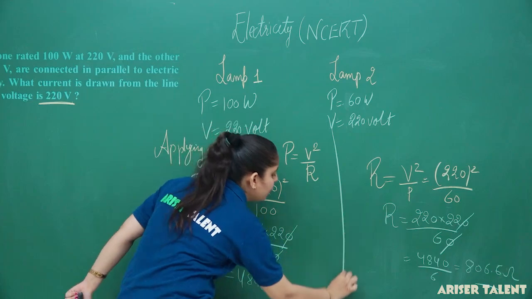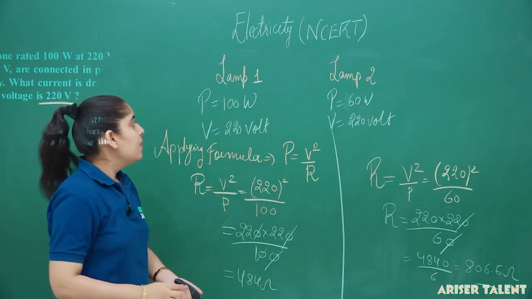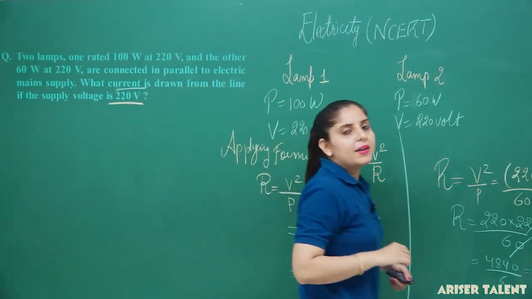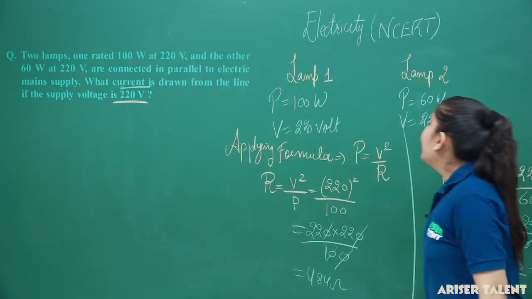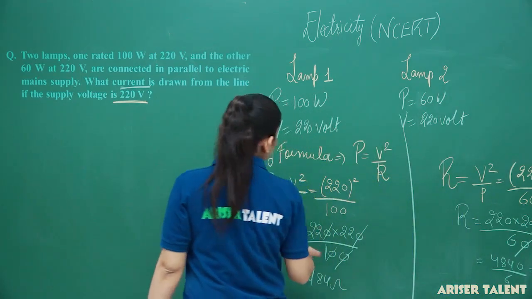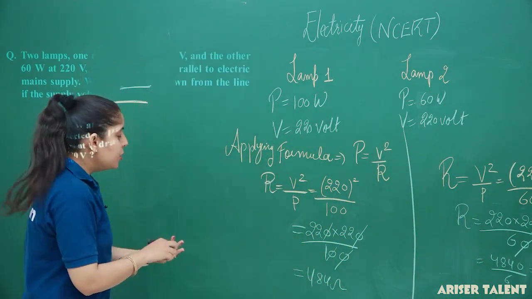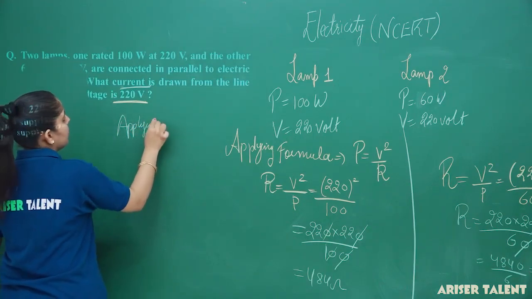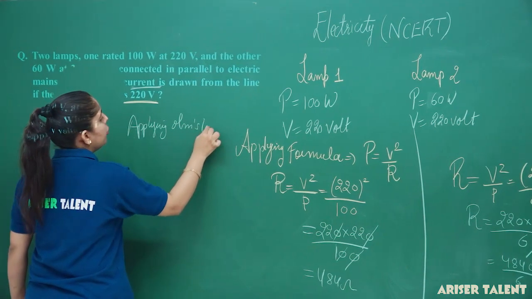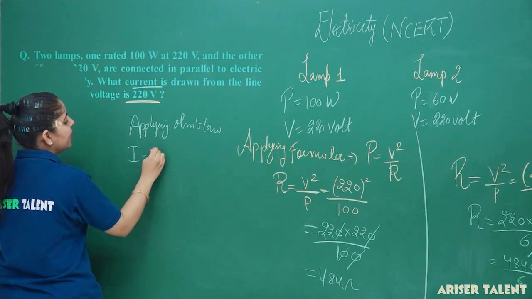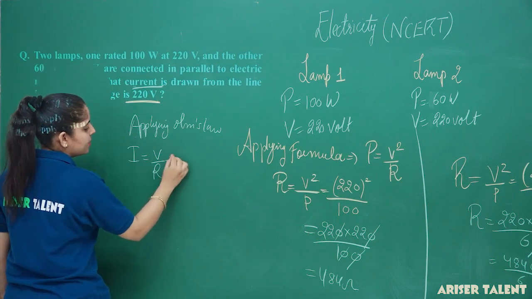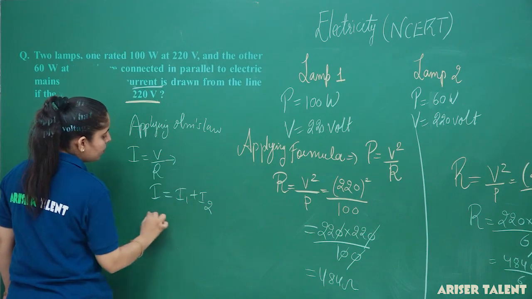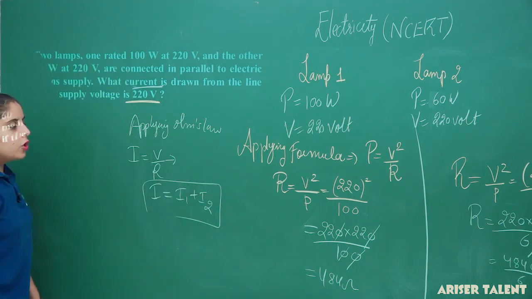So, here we have calculated the resistances in both the cases. But what you have to determine is the current drawn from the wire in this case. We have determined the value of voltage and resistance here and voltage and resistance here. So, simply by applying Ohm's law, you can determine the value of current, that is equal to V upon R in both the cases, and simply current can be calculated as I1 plus I2. So, this can be the solution of this problem.